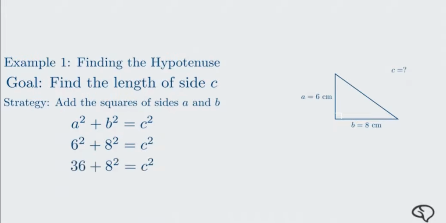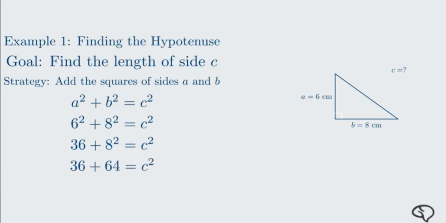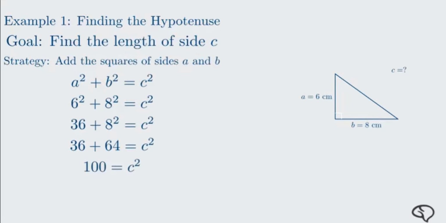First, we replace A with 6 and B with 8. Now, we calculate the squares. 6 squared, which is 6 times 6, gives us 36, and 8 squared, or 8 times 8, gives us 64. Next, we add these two values together. 36 plus 64 equals 100.